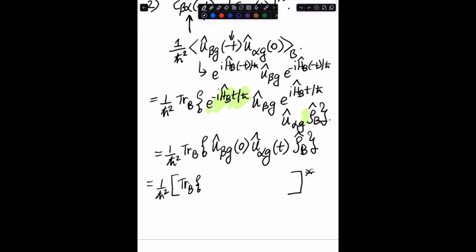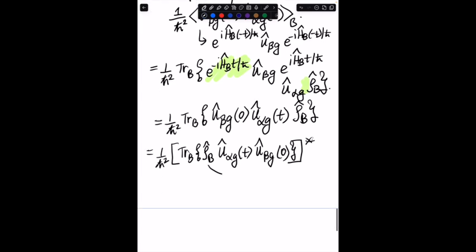Yep, so I can go inside, and the Bath density operator is already Hermitian, so I write it as rho B. And after that, you have u hat alpha g t dagger, which is just equal to u hat alpha g t, and u hat beta g dagger, which is equal to u hat beta g, because these are all Hermitian observables.